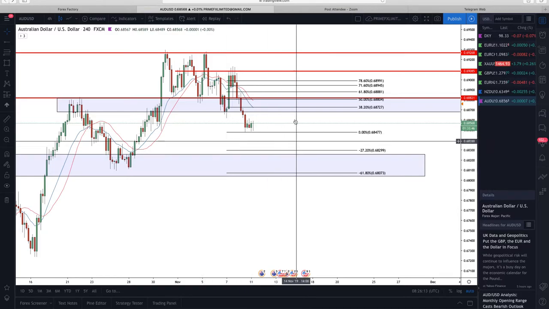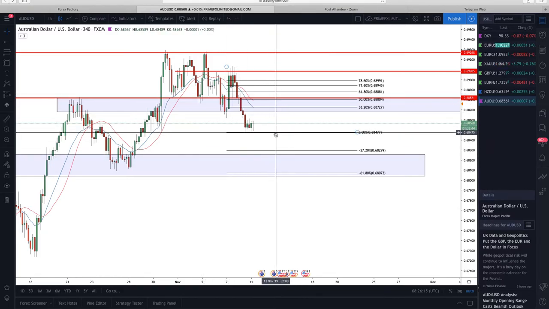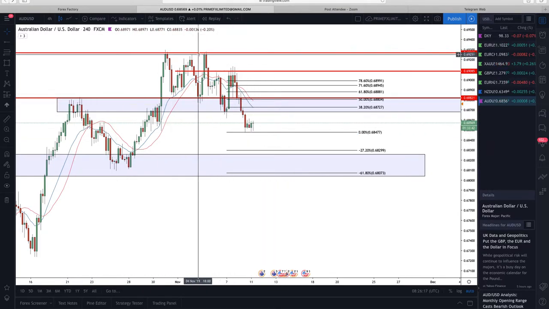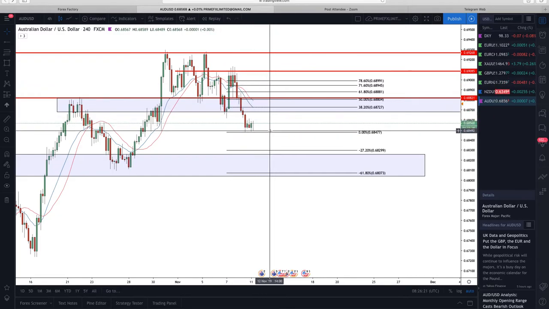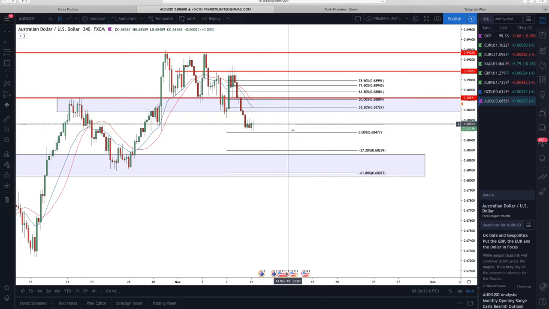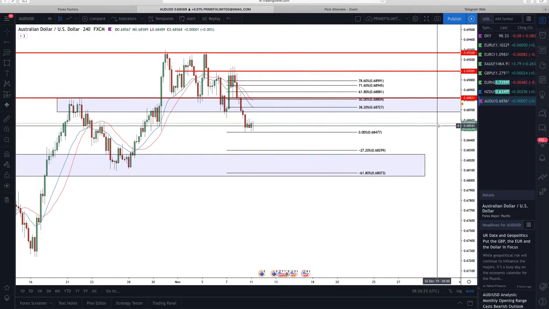Okay, so I'm going to be keeping you guys right up to date with what happens with this pair, but at the moment it's exhausted after making that move down, lower low, lower high, exhausted, which is why we're going to consolidate before we get a pullback or a slight continuation, then a pullback. So keep your eyes on that.